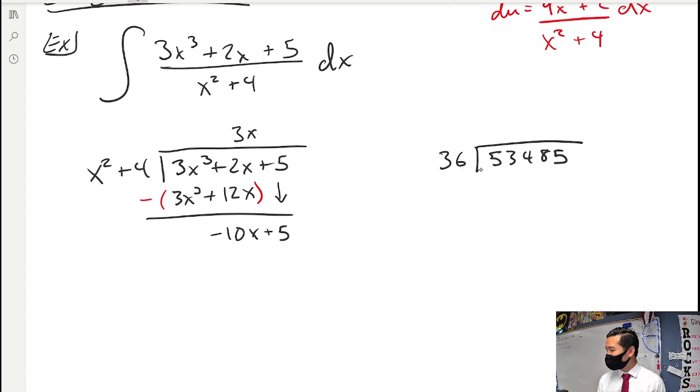Real quick. How do you do 36 divided by 53,485? You use a calculator. Well, if you did it by long division, how many times does 36 go into 5? 0 times. How many times does 36 go into 53?